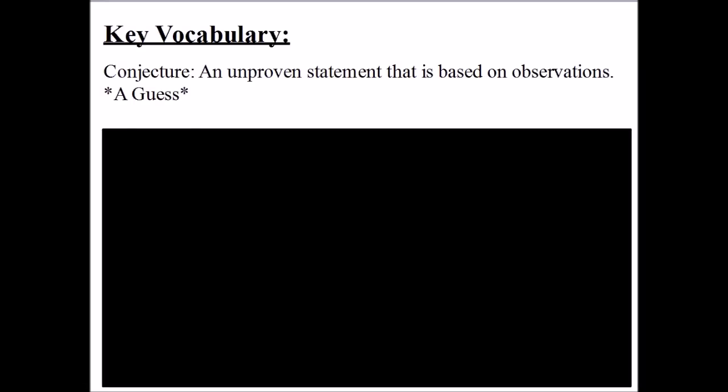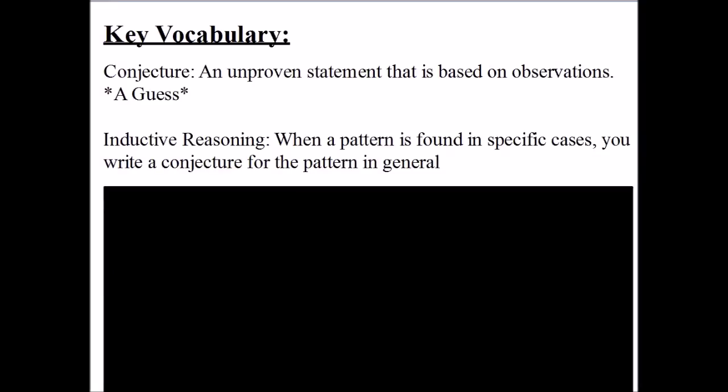So basically, you look at something, you see something happening, you make a guess. The next key vocab term is inductive reasoning. This is basically a formal definition of the way of finding patterns. When a pattern is found in specific cases, you write a conjecture for the pattern in general. So when I said that it's raining Monday, Tuesday, and Wednesday, that's 3 specific days, and I write a guess on what's about to happen next. Inductive reasoning is the way of thinking.